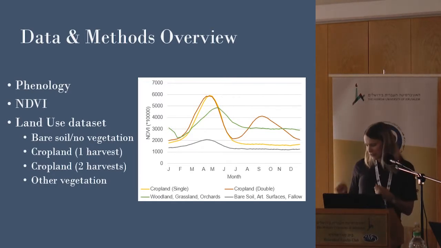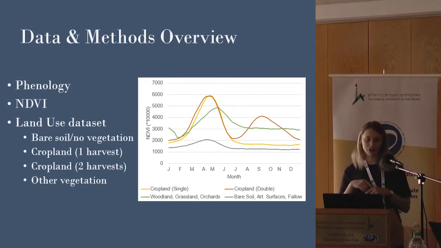There's also a red-brown line. That's cropland that's harvested twice, or that has 2 seasons. You see one that goes at the same time as the yellow line, and then there's one that comes later in summer.